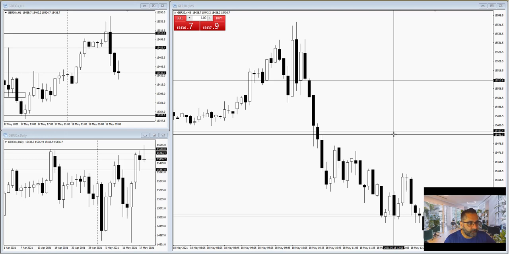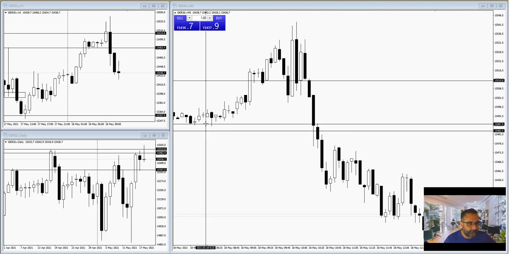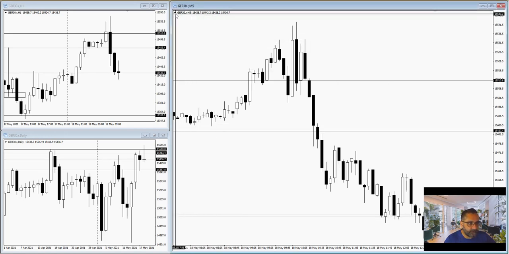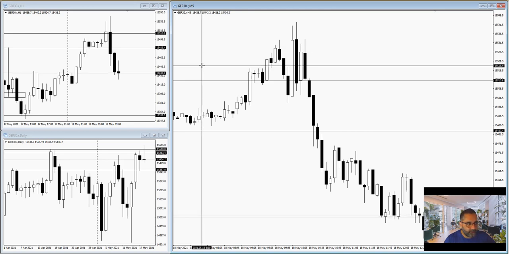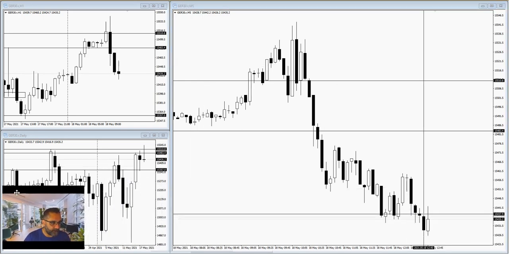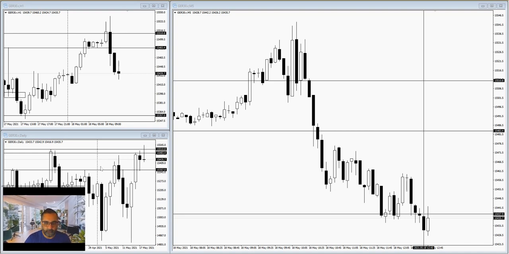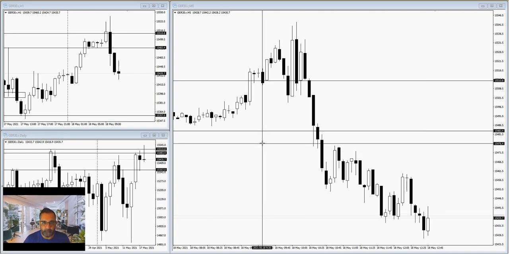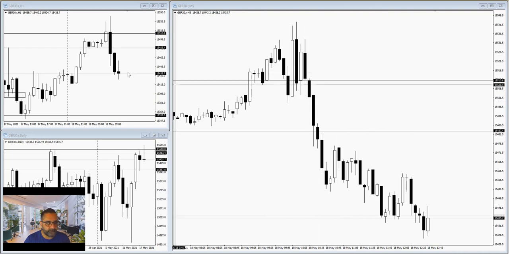Okay, so I want to talk about how I now set up my platform. During the London Open, I want to trade the DAX 30 and the FTSE 100. Here you see my platform divided into three. This is the M5 chart, that's the hourly, and this is the daily chart. And yes, I want to see it all the time because this is how I start.